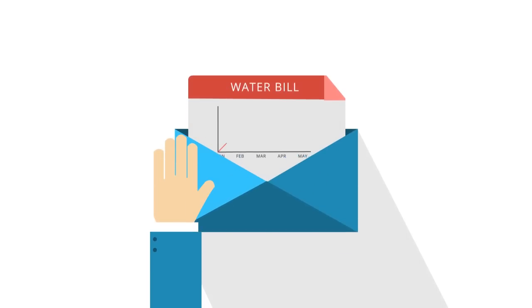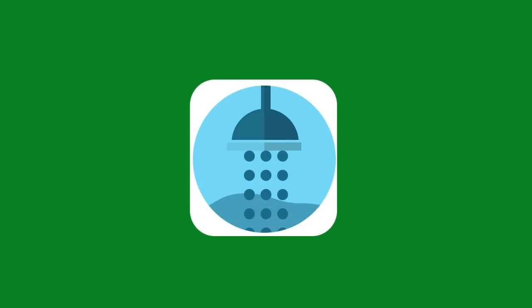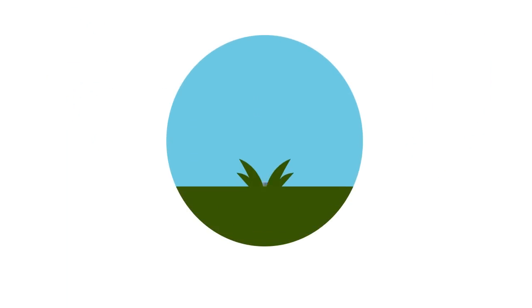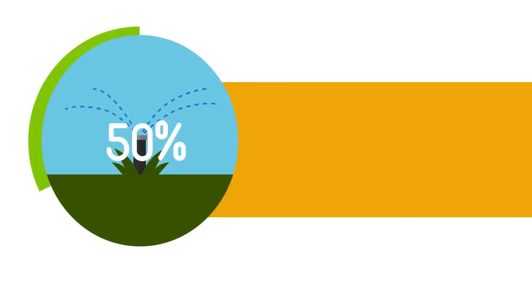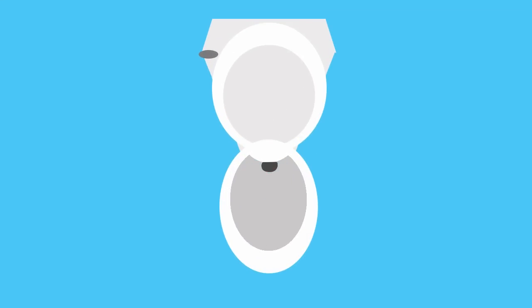So you get a water bill. Why is it so high? Are the long showers to blame? Chances are the real cost is hidden in your outdoor water usage. Believe it or not, more than 50% of that water gets wasted. That is your money literally going down the drain.